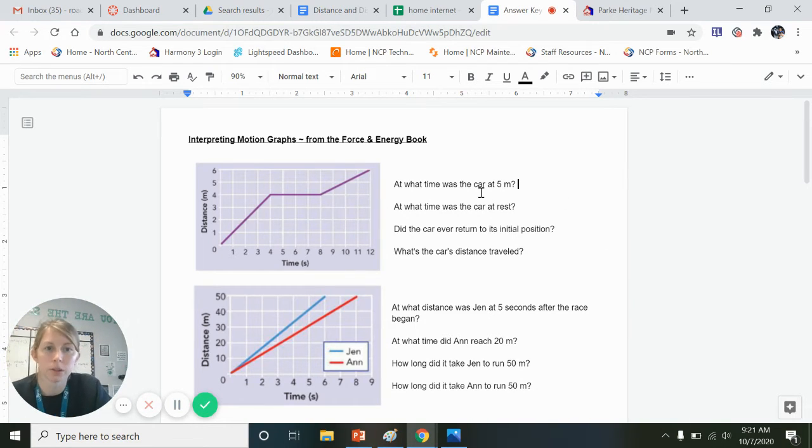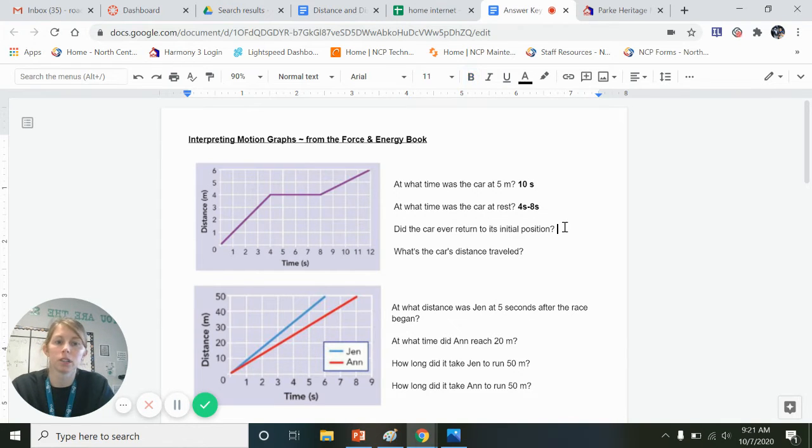Okay, so that helps the visual. So at what time was the car at 5 meters? So we go to 5 meters on this side of the graph, and we go over to where it hits our line because this line shows us the motion of the vehicle. And we go down, and that was at 10 seconds. Okay, at what time was the car at rest? So the car rested, we said, from 4 to 8 seconds. And you can put this as a range, 4 seconds to 8 seconds.